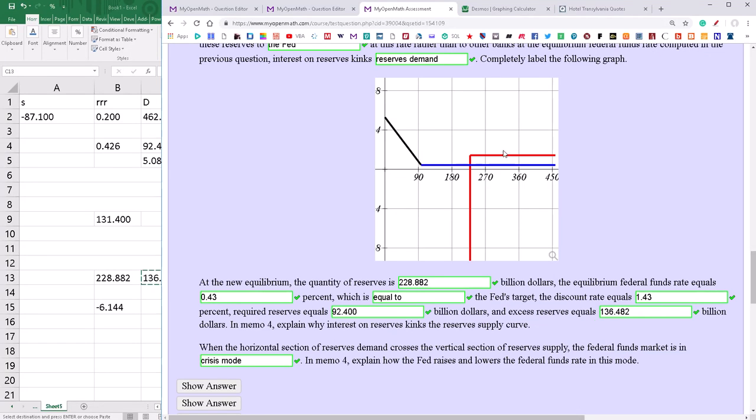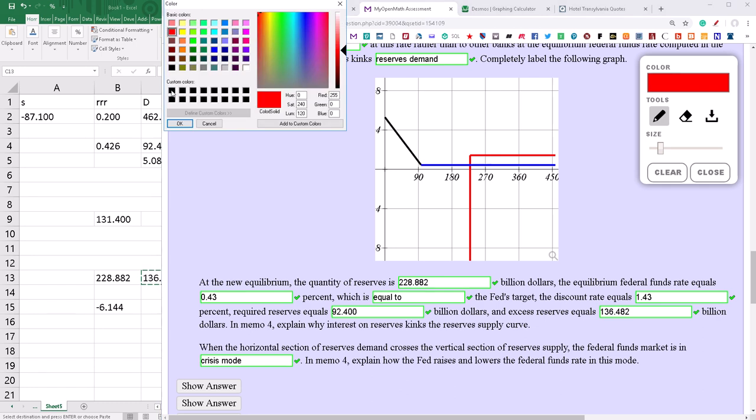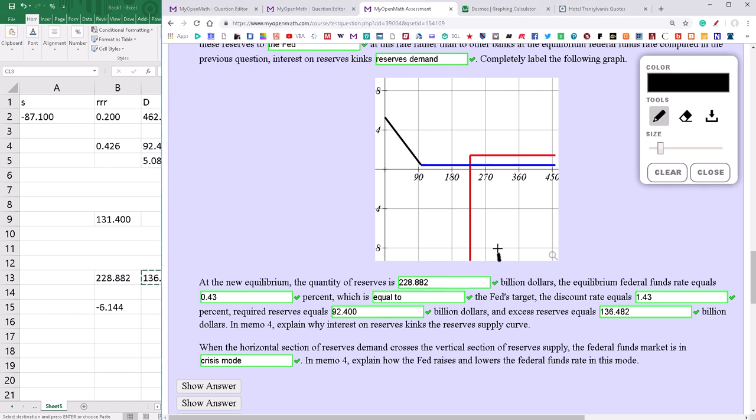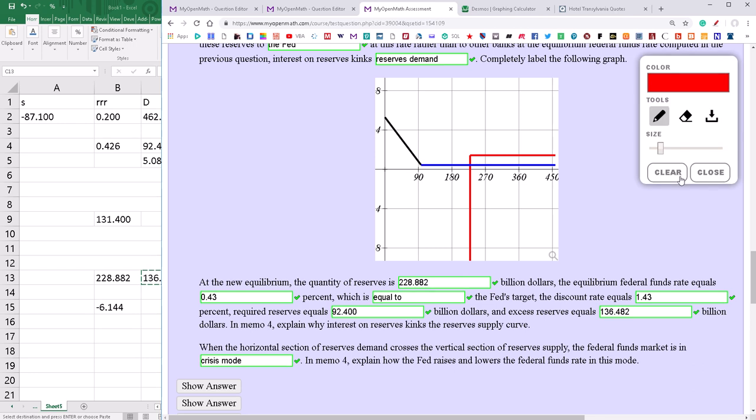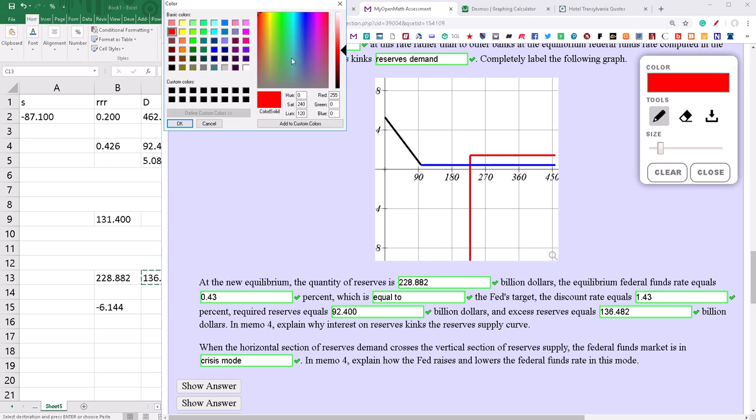So in crisis mode, if the Fed does an open market purchase and moves supply over to here, the Fed does an open market purchase, it doesn't change the interest rate because the interest rate went from here to here, right? It doesn't change the interest rate. So the way the Fed does it now is it does it this way.